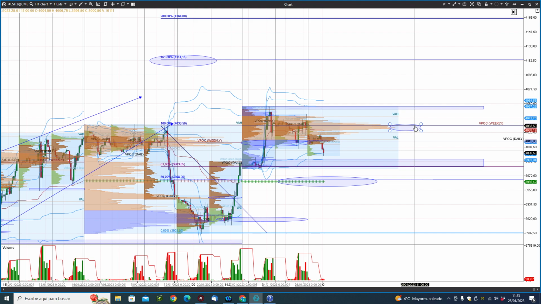The higher targets, the most important, is the current weekly VPOC that is now at 4,033. Then the next step, the higher target, would be this price action zone, the maximum of this week at 4,056.